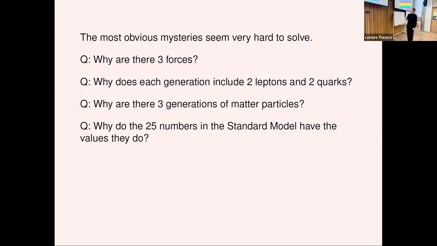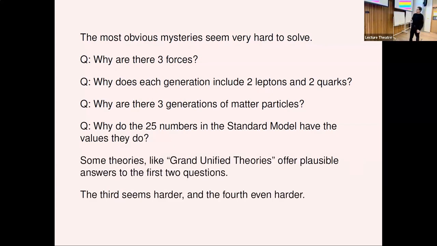Now there are some theories, so-called grand unified theories. People making these theories are not extremely modest, who offer plausible answers to the first 2 questions. There's, for example, a theory called the SO(10) grand unified theory, which shows you that, yes, everything is beautiful in this theory, but only if you have 3 forces and only if each generation has 2 leptons and 2 quarks and so on. It's really great. It's really beautiful. We're not sure that theory is true, but it's really interesting because of how it seems to make sense out of this mess of information.